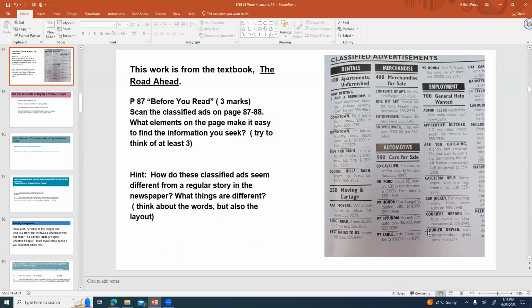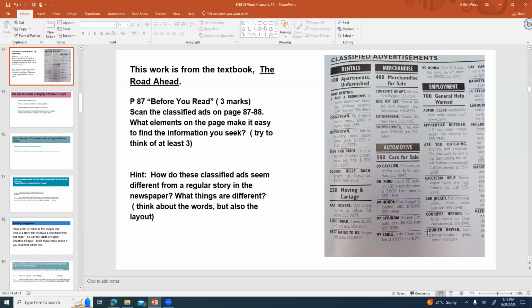Elements. If you're not sure what they're talking about, think about what things are different on this page than if you were seeing like a story in a newspaper. What are some layout differences or differences in how they word things, or what else? You're just looking for 3 things.